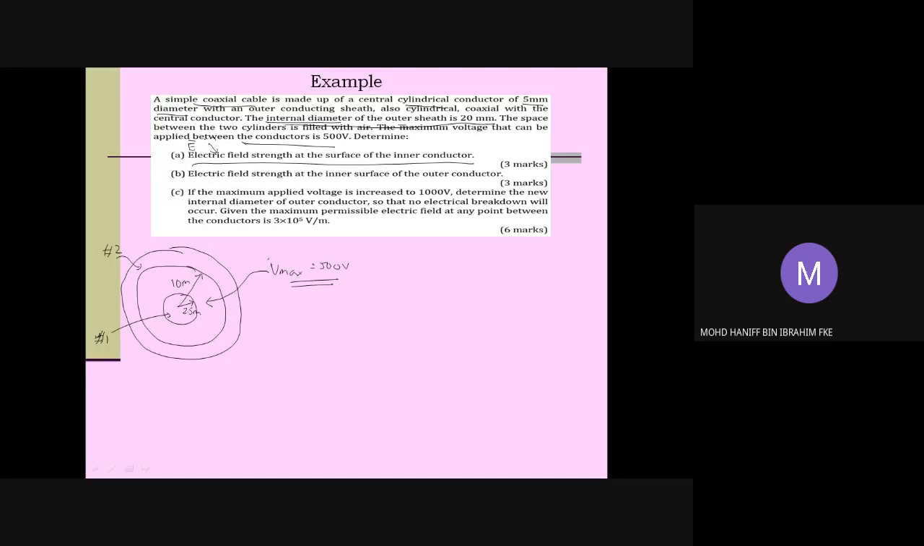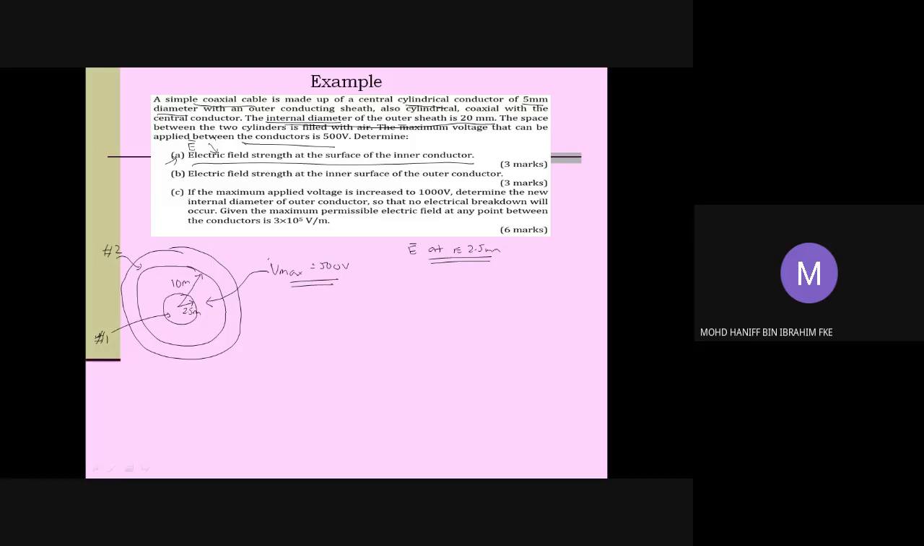So how do we find the E field strength at the surface of the inner conductor? This means we need to find the E field at r equals 2.5 millimeter. That is what this question A means: what should be the E field strength at the surface of the inner conductor, which is the E field at the radius of 2.5 millimeter.